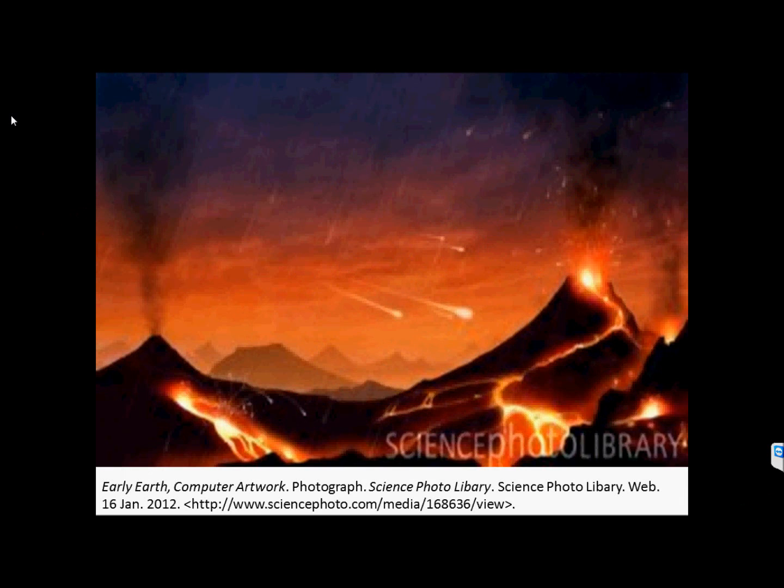Early Earth was very violent, with a massive barrage of comets called the Great Bombardment. The first life was the archaea. Then after the Great Bombardment, photosynthetic bacteria were formed.